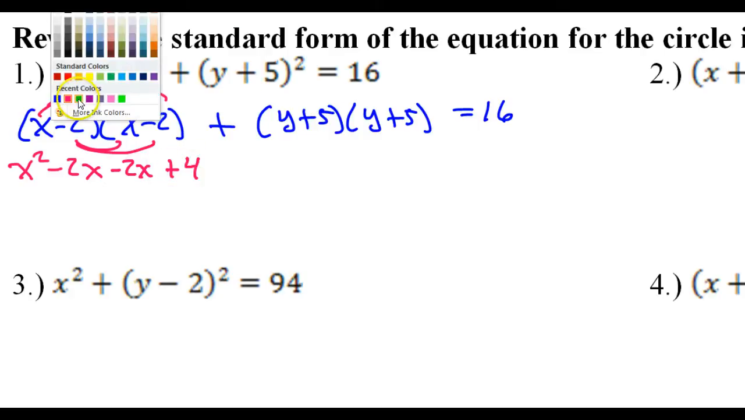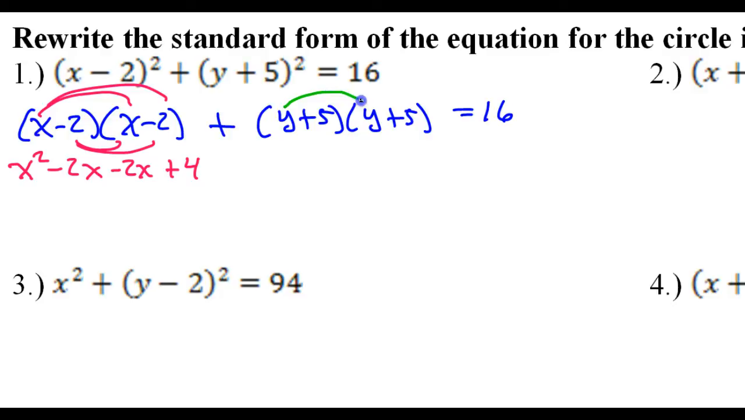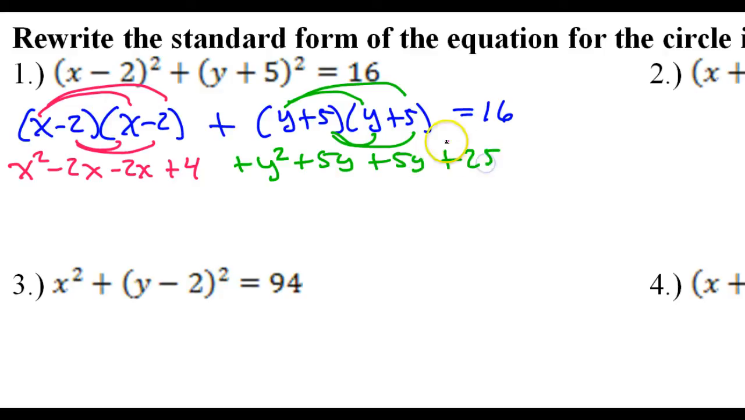All right, and similarly, I'm going to distribute the y's over here. So that's going to be plus y squared plus 5y. And then distribute this 5, so that's plus 5y plus 25 equals 16. Now, of course, we have some like terms here.